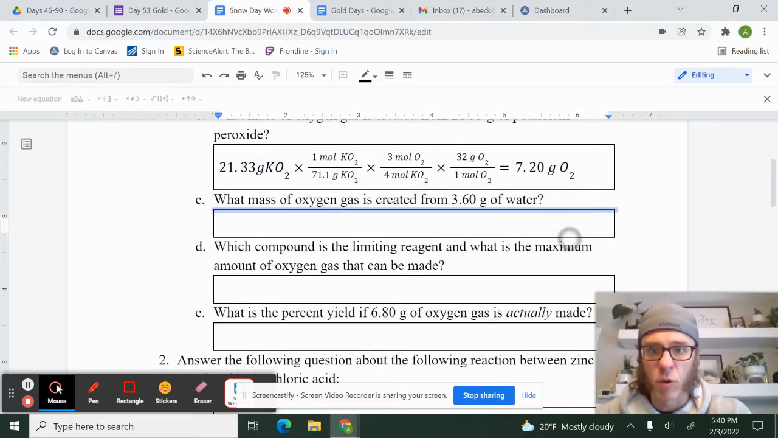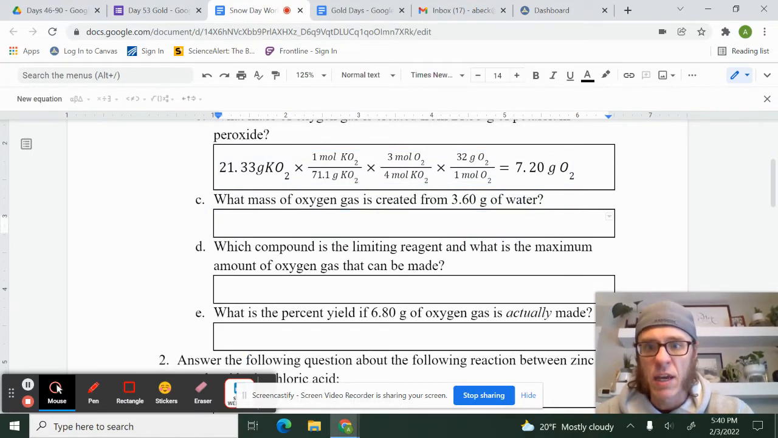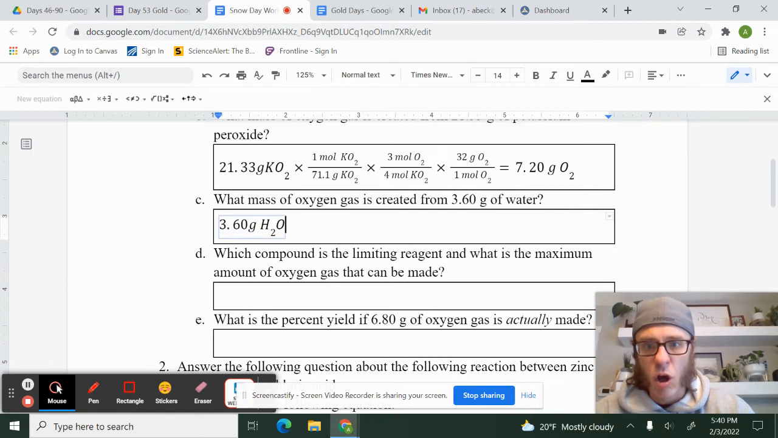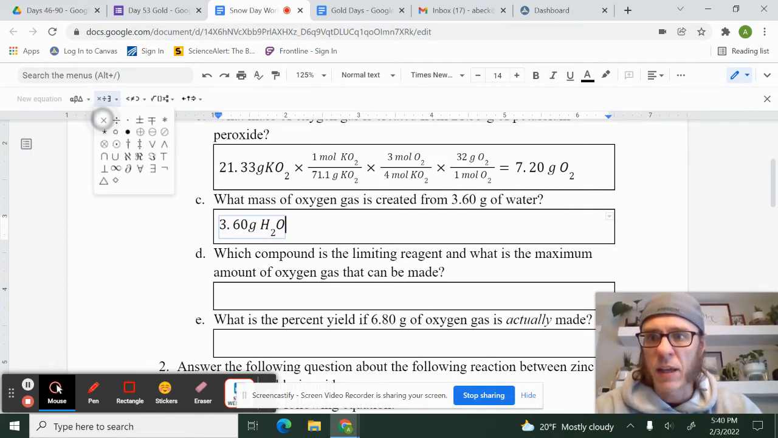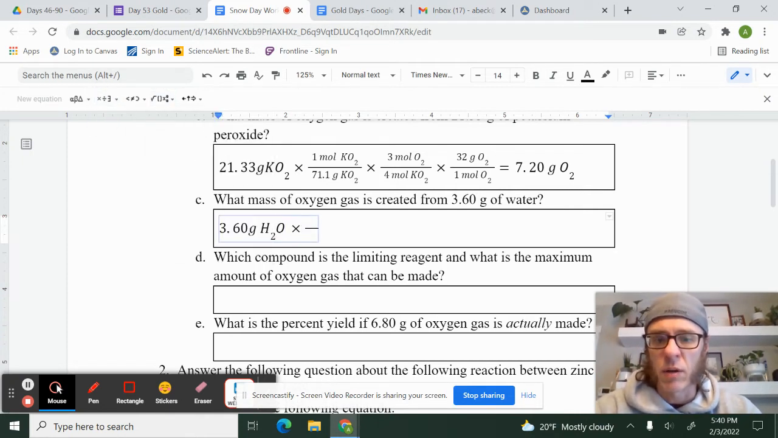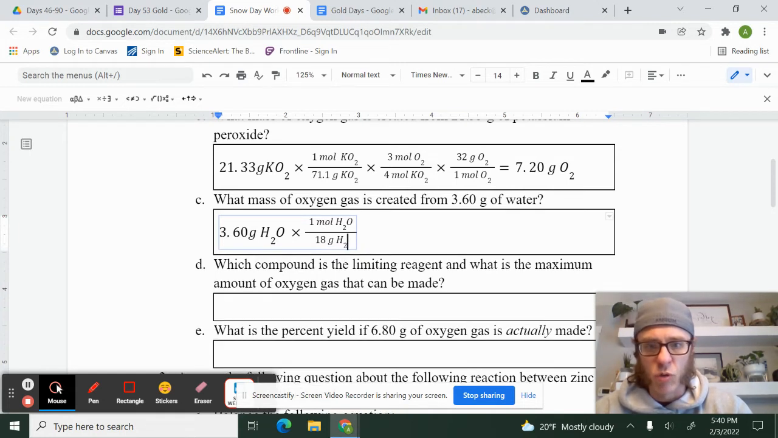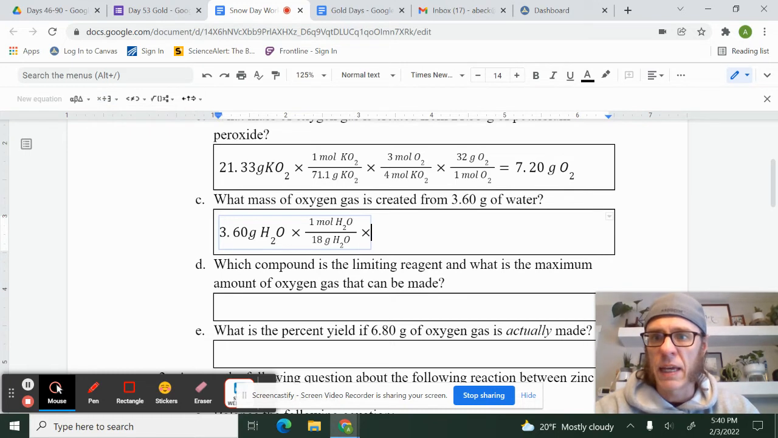All right, so now the next one. Now we're going to do this for, see, what mass of oxygen gas is created from 3.6 grams of water. So we're going to get started just like before, 3.60 grams H2O. We're going to multiply that. You guys can see where this is going. It's going to be the same thing. We're going to get 1 mole H2O, and there's 18 grams of H2O in 1 mole. Got to get in there. Multiply here, and we're going to get our fraction sign there.